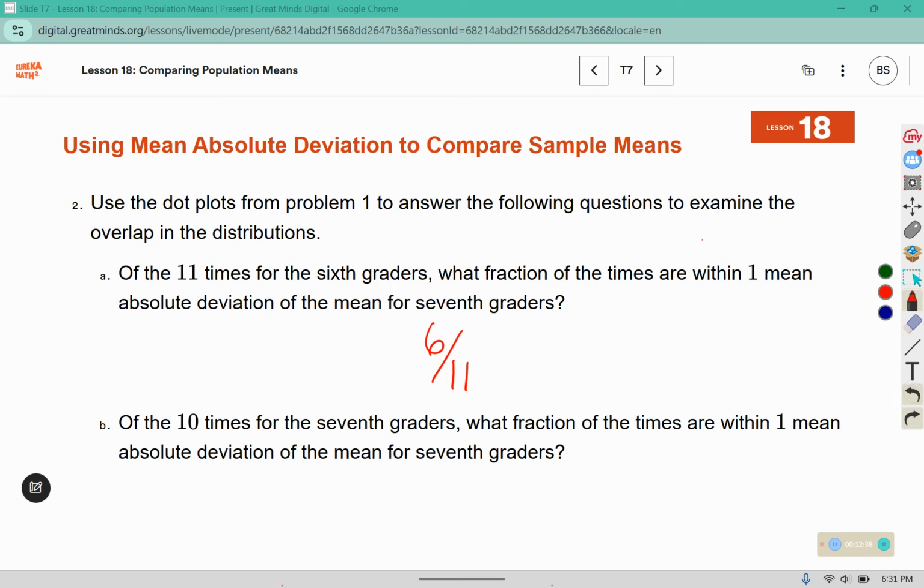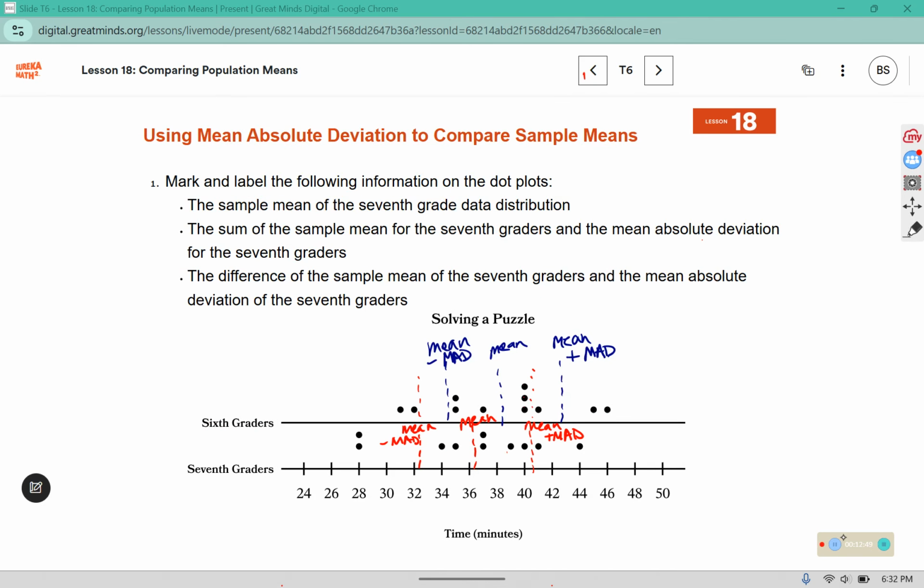Of the 10 times of the 7th graders, what fraction of the times are within one mean absolute deviation of the mean for the 7th graders? Here we have 1, 2, 3, 4, 5, 6 again, but this time there's only 10 data points for the 7th graders.